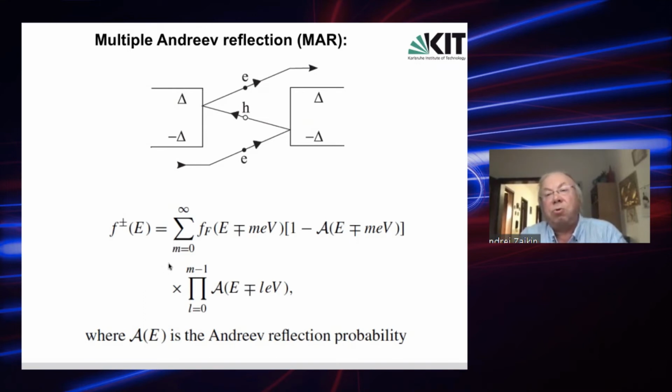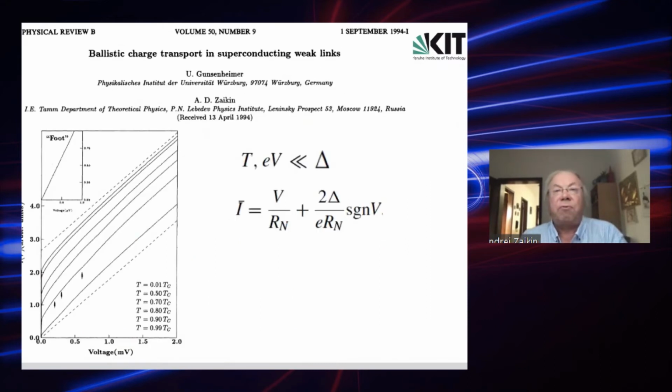It has nothing to do with equilibrium form. For instance, you have this formula which tells you that it's not an equilibrium function because of this process. The result of this was first shown in this paper by Uwe Gunzenheimer and myself, which tells you that no matter how small the voltage is, if it is not zero, then you have this jump on the IV curve, which is directly related to this phenomenon of multiple Andreev reflection.